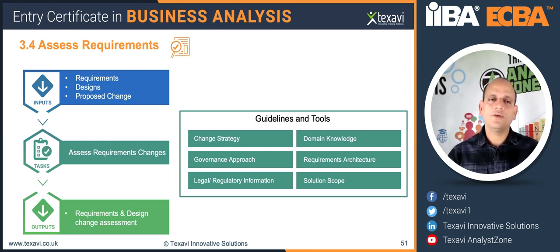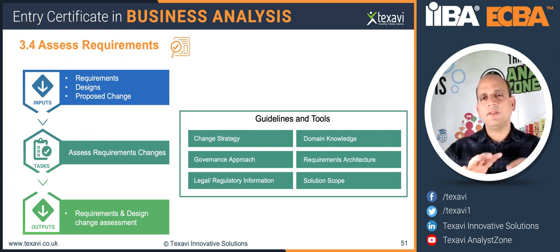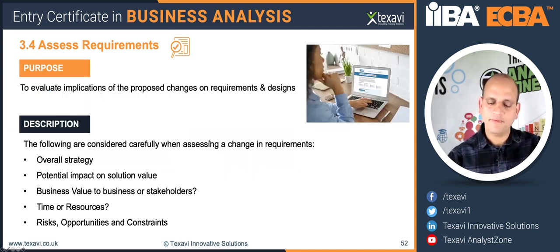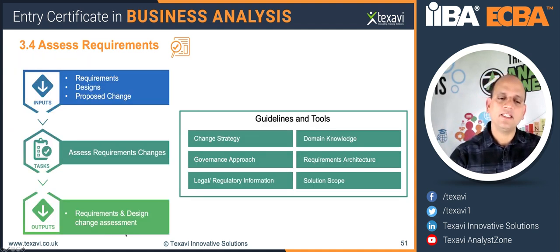Again, what you're trying to do is basically take this proposed change that came in from outside or from your own team, and then compare and contrast and see the potential impact of that on the solution, on the scope of the solution, on all these other things, on the team, the structure, the overall aspect. And then you take a call, and that's where the change assessment is done. Requirements and design change assessment would give you a go or a no-go. And that would again feed into the prioritization of the requirements.